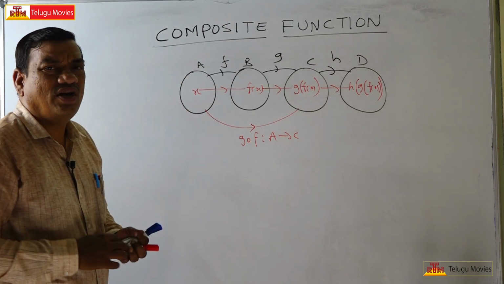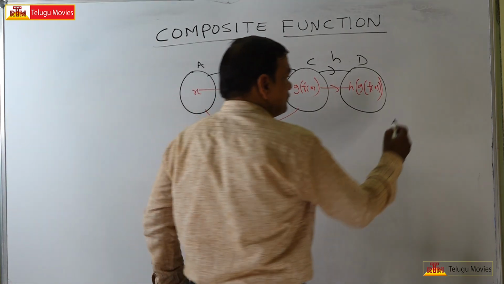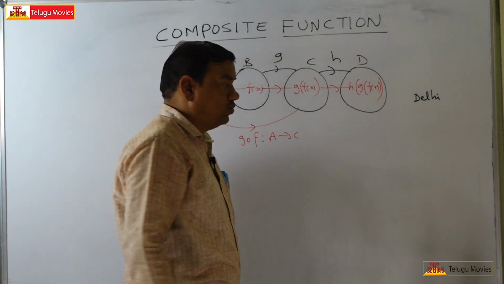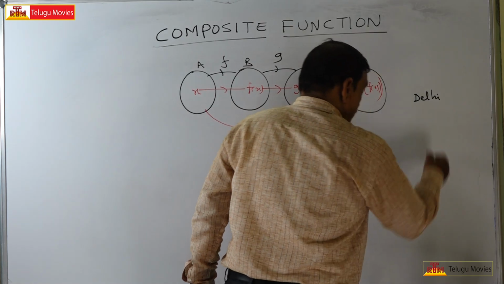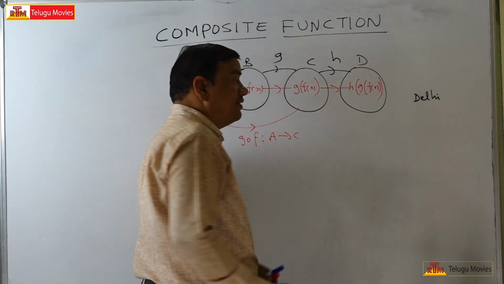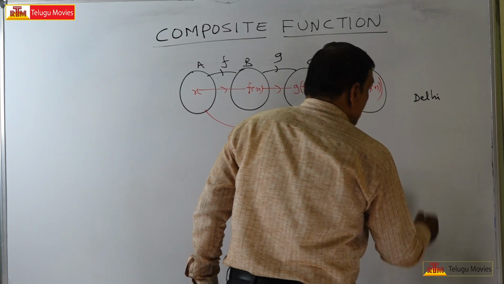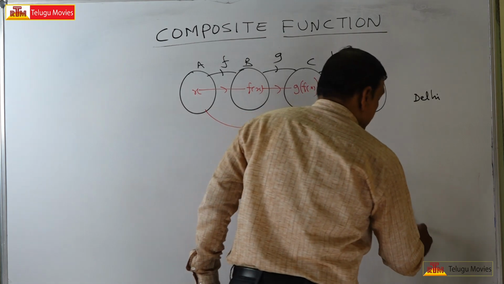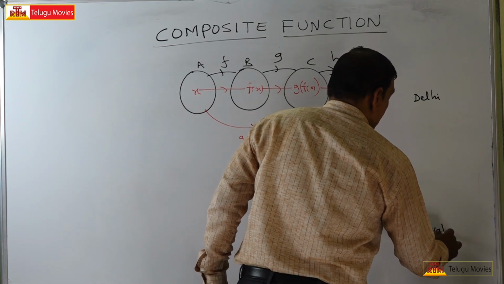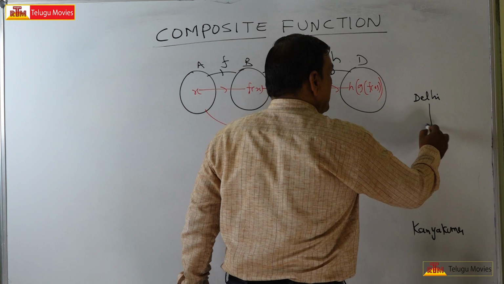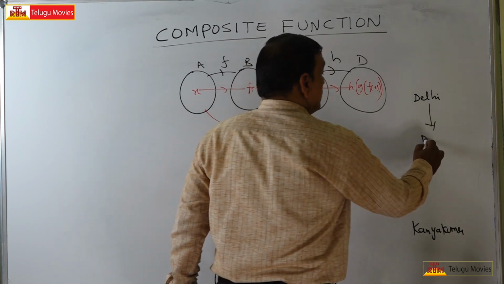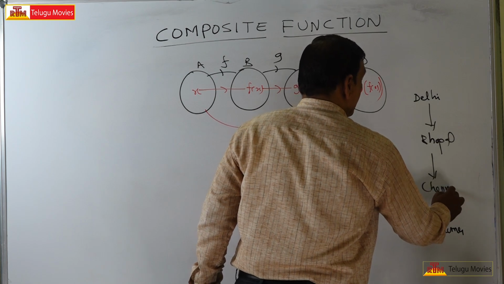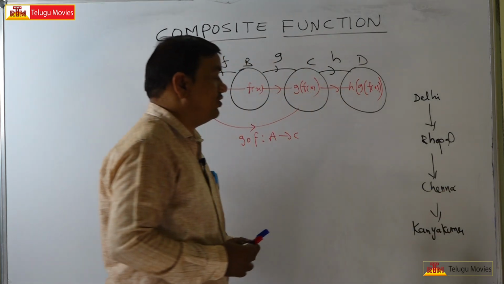See, in general day-to-day life, if you want to go from Delhi to, say, Mysore, or from Delhi to Kanyakumari. From Delhi you first get to Bhopal, and from Bhopal you get to Chennai. From Chennai you get to Kanyakumari.